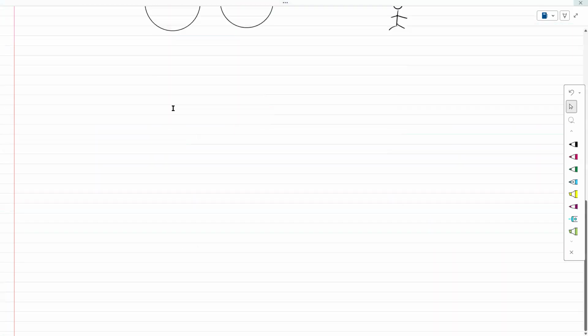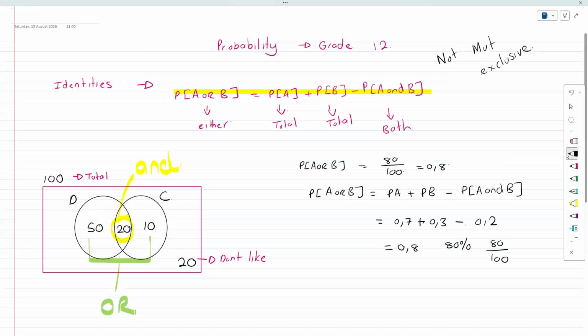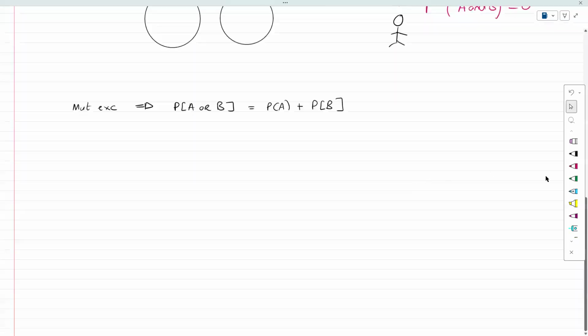But the next one is to understand that when stuff is mutually exclusive, we need to say that P(A or B) equals P(A) plus P(B). Because there's no and, all we have to do is go and remove the and. Because mutually exclusive means there's no and. It's just the two things that matter.